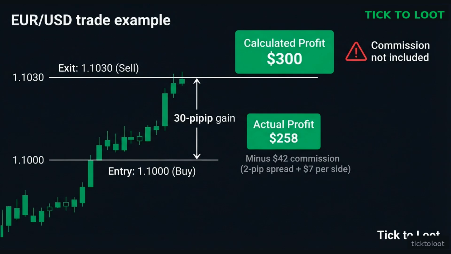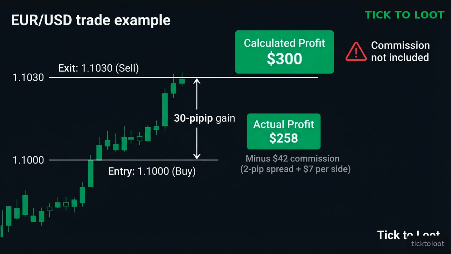If you stop there, you are ignoring 2 hidden costs. First, the broker's spread, let's say 2 pips, already ate $20 before you even entered the trade. Second, the broker charges a $7 commission each time you open and close, adding another $14. Together, those fees total $34, leaving you with $266, not $300. Some brokers also add a small per-lot fee, which could bring the total commission to $42, reducing the final profit to $258.